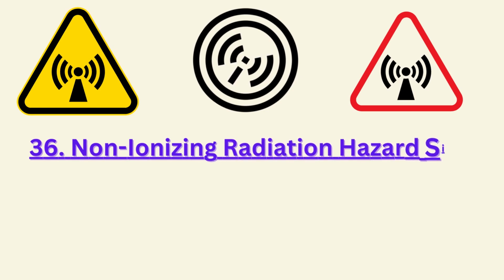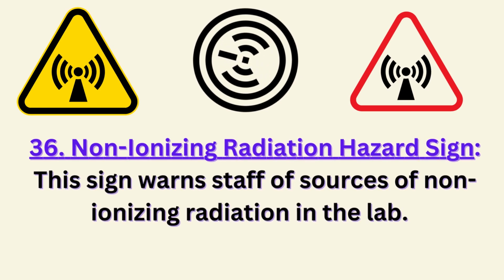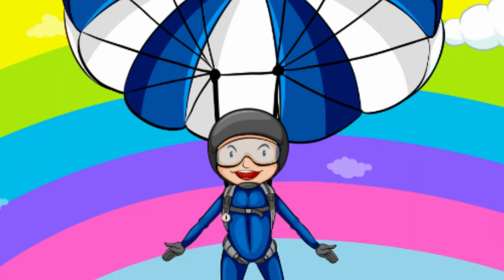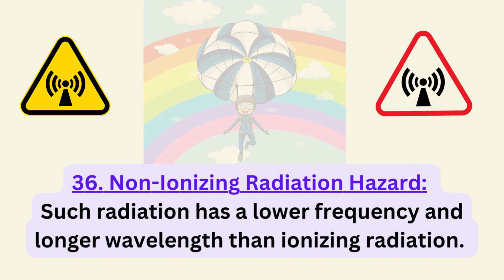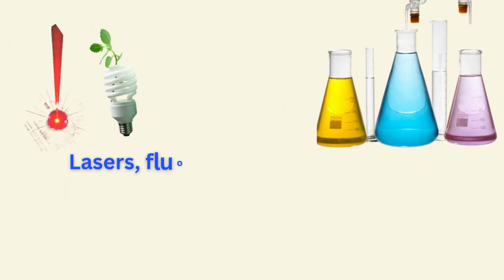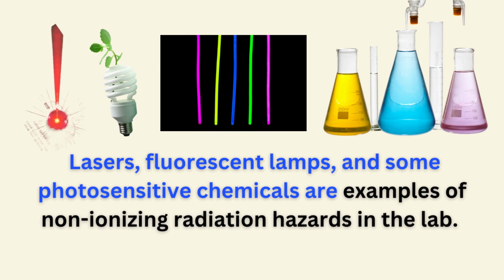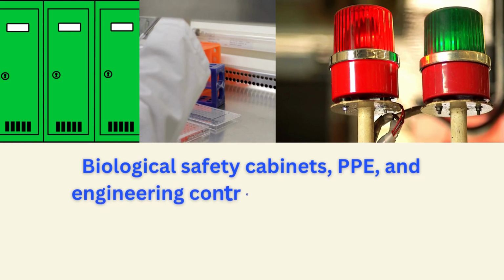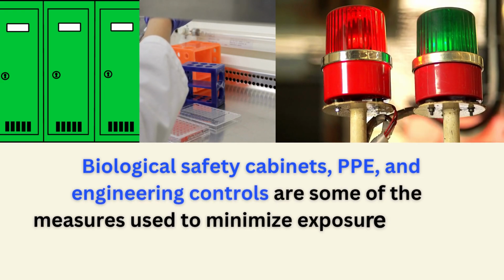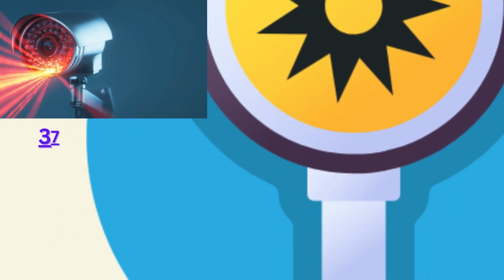36. Non-ionizing radiation hazard sign. This sign warns staff of sources of non-ionizing radiation in the lab. Such radiation has a lower frequency and longer wavelength than ionizing radiation. Lasers, fluorescent lamps, and some photosensitive chemicals are examples of non-ionizing radiation hazards in the lab. Biological safety cabinets, PPE, and engineering controls are some of the measures used to minimize exposure to such hazards.